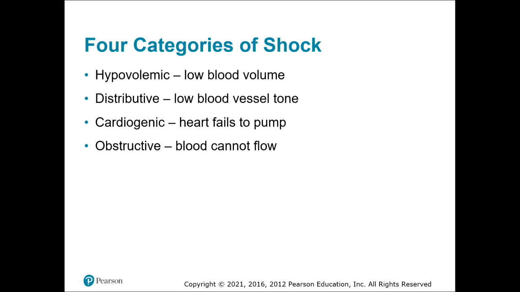The next we have is distributive shock. Low blood vessel tone. Okay? This is when our blood vessels dilate, the volume in our blood vessels remains depleted, and it's not effectively pumping blood through our vessels. What's an example of distributive shock? That would be anaphylactic. Anaphylaxis is a form of distributive shock.